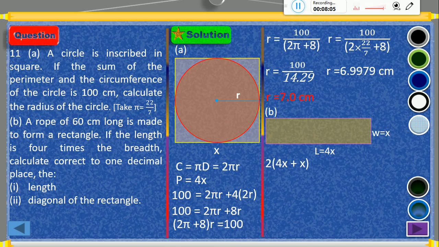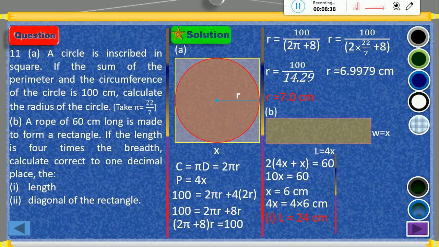So the width is x, length is 4x. Therefore, perimeter is given by 2 into (4x plus x), bracket close, this is equal to 60. Simplifying this, we have 10x is equal to 60, giving us x is equal to 6 centimeters. But the length of the rectangle is equal to 4x, so therefore 4x is equal to 24 centimeters. That's the length of the rectangle.